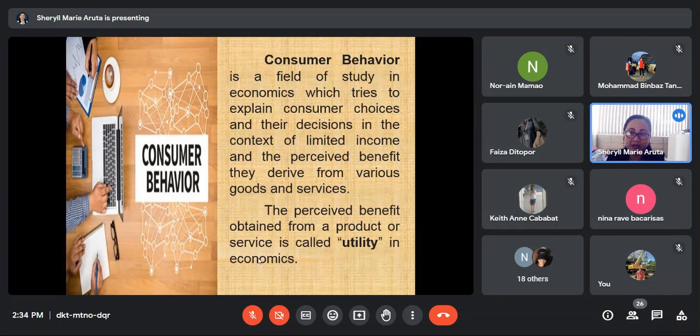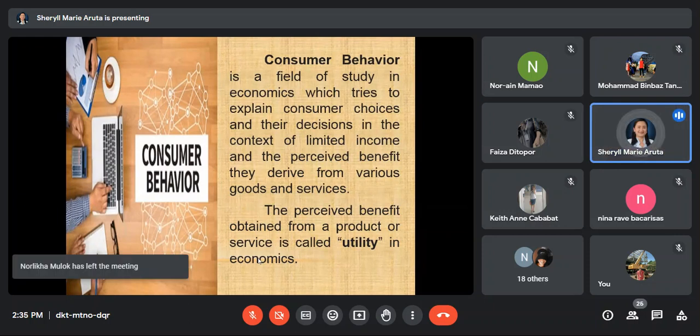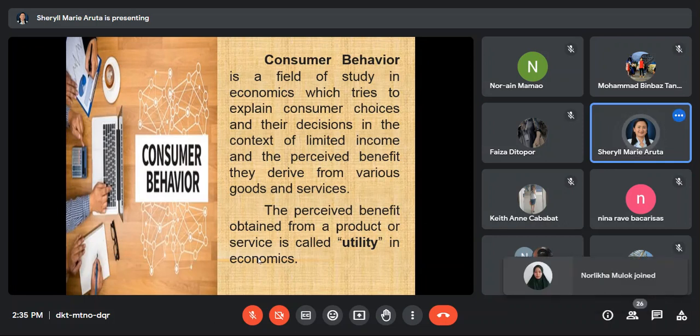So when we look at the word utility in economics, it is the same thought of the word satisfaction. So the perceived benefit obtained from a product or services is called satisfaction, or in economics, we always come across the word utility. So pag once makabasa ta og utility, parihara na siya og pasabot sa satisfaction in a general or in a universal language, no? Satisfaction and utility are the same.